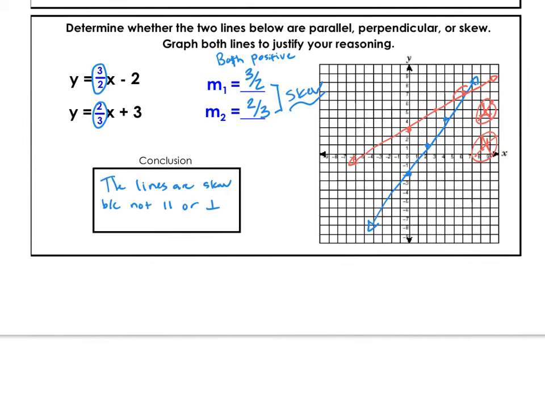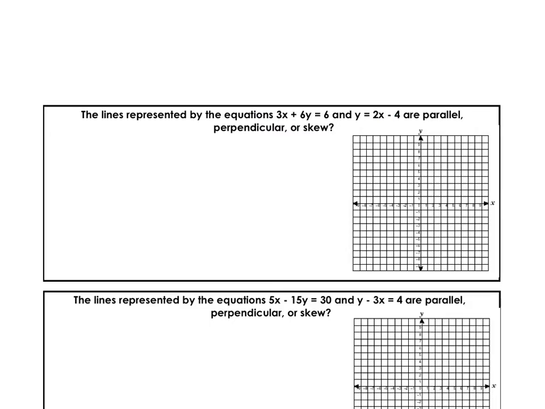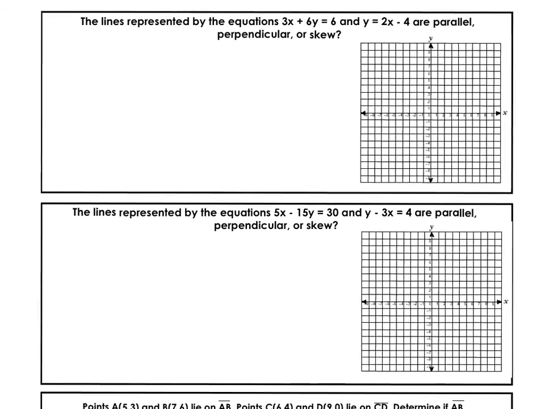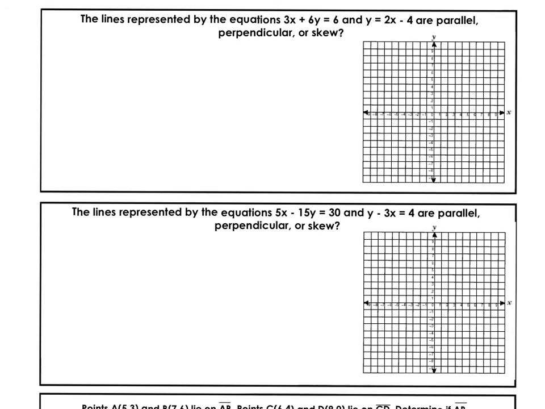All right, so let's look at 3 more problems that kind of represent what you're going to have to do on today's lesson, okay? You have to be able to look at two lines and determine if they're parallel, perpendicular, or skew. And this is what these look like. The lines represented by the equations 3x plus 6y equals 6 and y equals 2x minus 4 are parallel, perpendicular, skew. What you're going to do is the following. You're going to write equation 1, 3x plus 6y equals 6. And then we're going to write out equation 2. And that's y equals 2x minus 4.